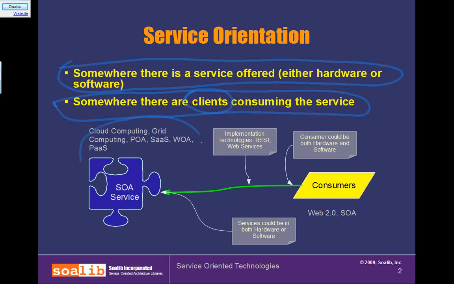On the server side, you see that SOA services are composed of cloud computing and grid computing, platform-oriented architecture, software as a service, web-oriented architecture, and platform as a service. And these are individual terms that we will learn as we move on. On the client side, we see only two parts. One is Web 2.0, which applies to browser-based applications and service-oriented architecture-based clients, in which they consume one of these available technology services.